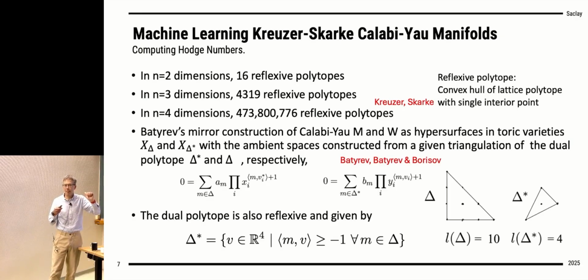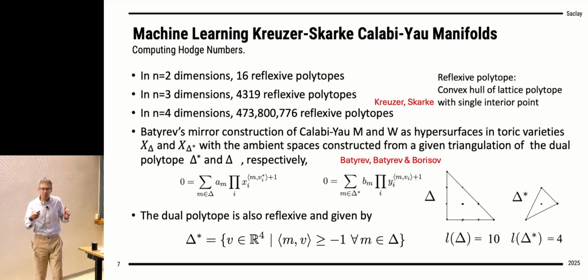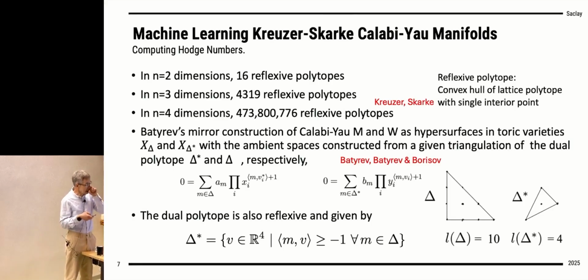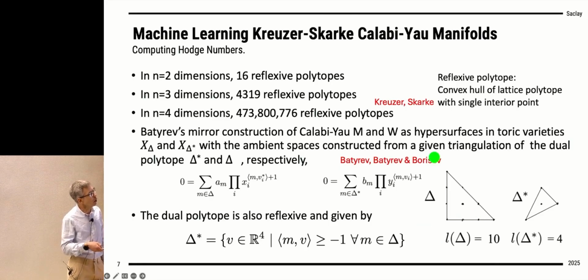But I'm sorry, are you trying to solve any field equation for a metric or whatever? Where do these reflexive polytopes come out? I don't understand.